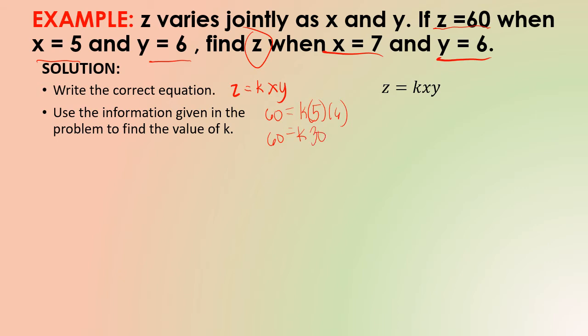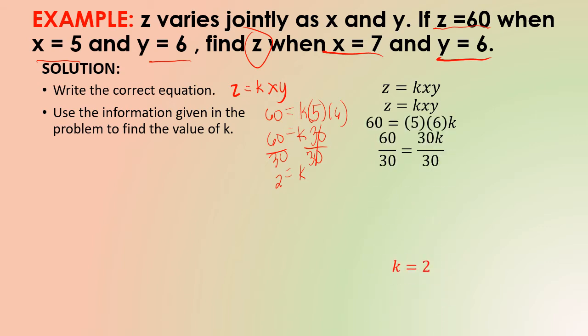Para mawala yung katabi ni k, which is 30, division property of equality, divide both sides by 30. 60 divided by 30, that is 2. We found the value of k, which is 2. Tingnan natin kung tama. Very good. K is equal to 2.